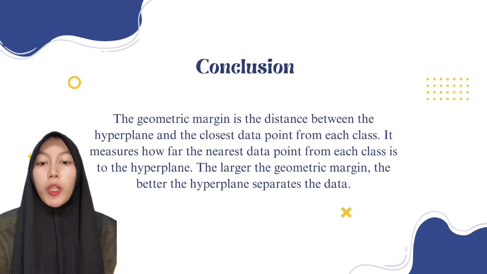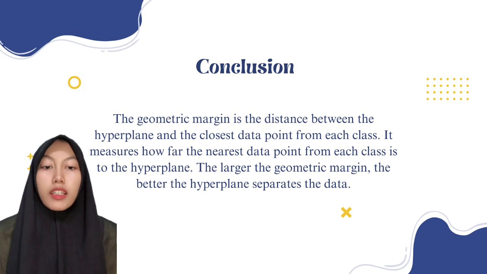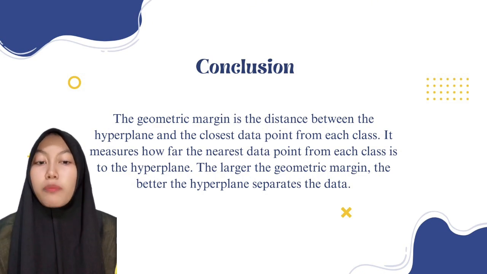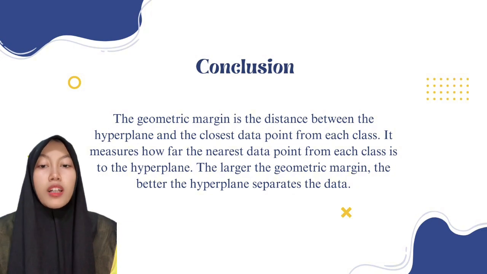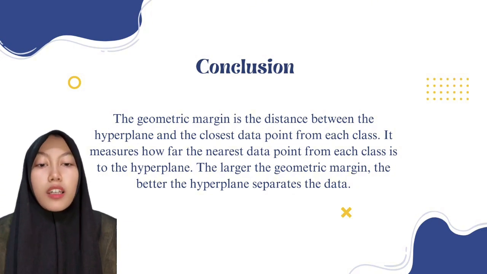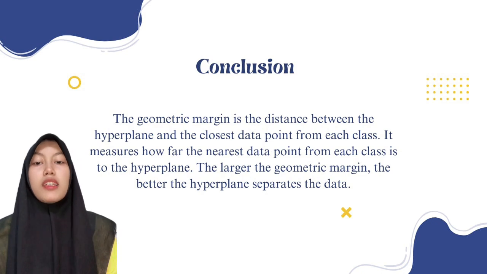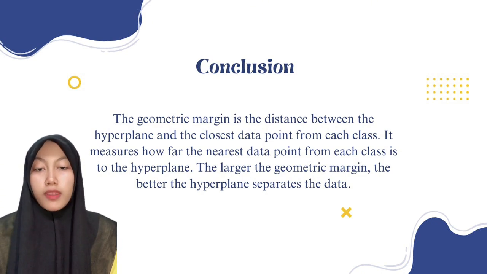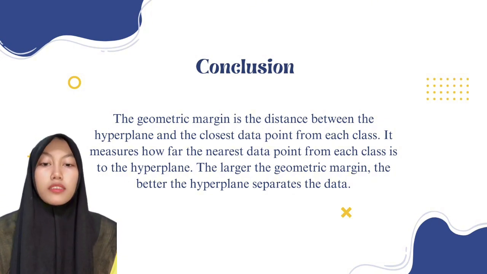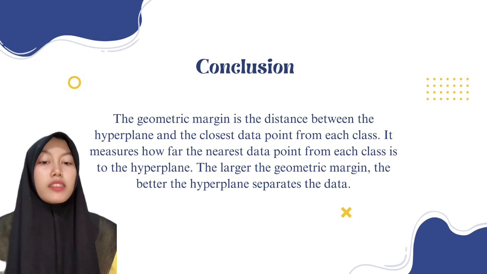Conclusion. The geometric margin is the distance between the hyperplane and the closest data point from each class. It measures how far the nearest data point from each class is to the hyperplane. The larger the geometric margin, the better the hyperplane separates the data.